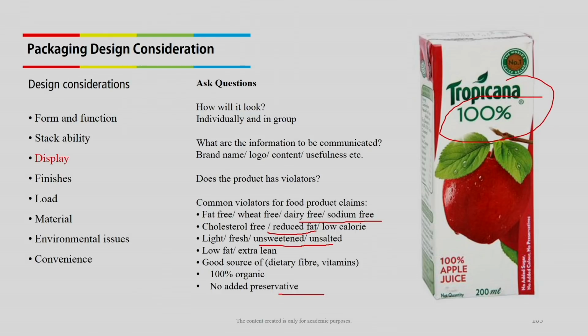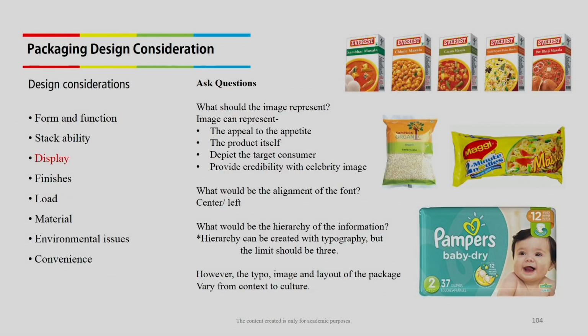So, in this particular case, this package also has this kind of violator: 100% apple juice, no added sugar, no added color and preservatives. Designer also should ask questions like what should the image represent. Image can represent the appeal of the appetite, like in this package it is showing the product itself. With the help of transparency we can achieve this. Depict the target consumer: who is it for? Here in this package it is clear. Provide credibility with a celebrity image.